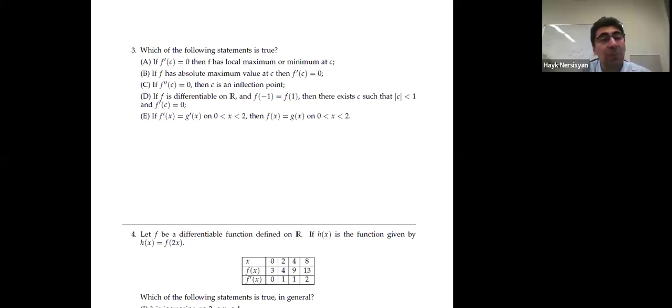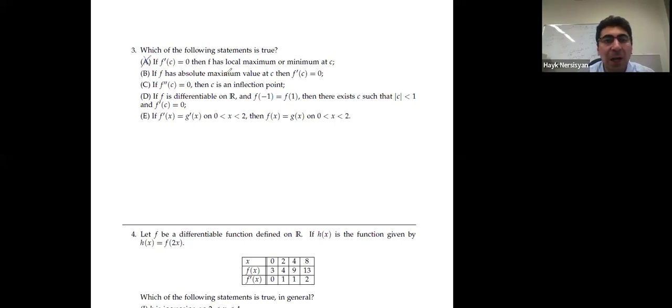Yeah, critical point. Right, critical point is not the same as an extrema point. So we can eliminate statement A. Okay, so A is not correct.